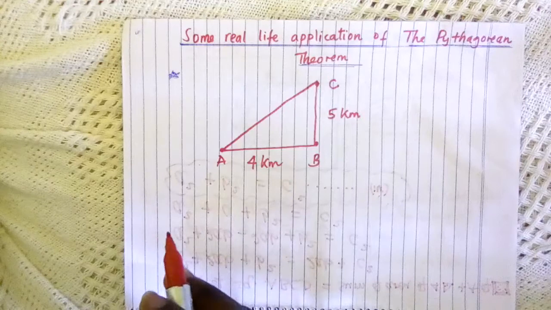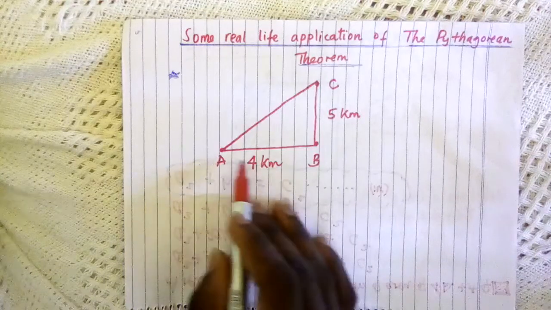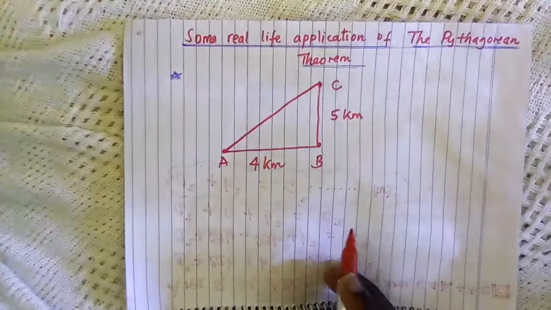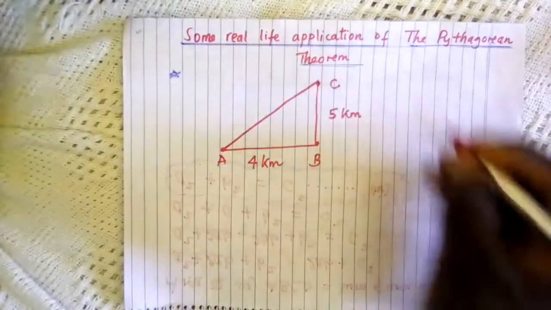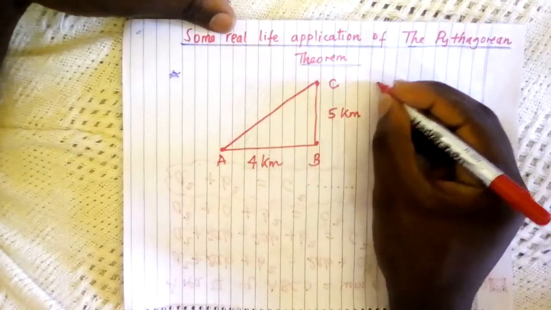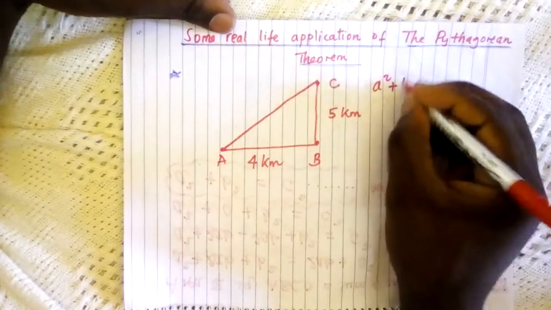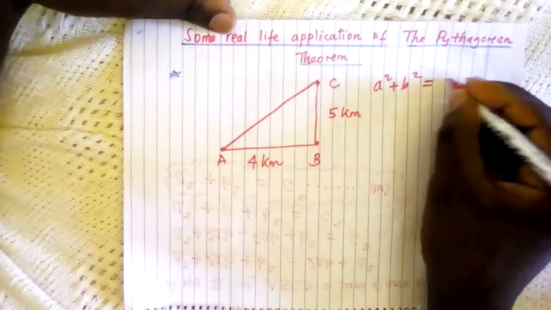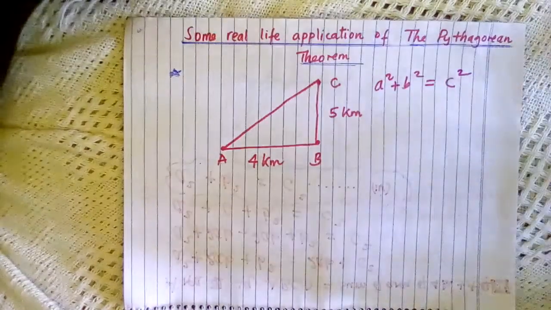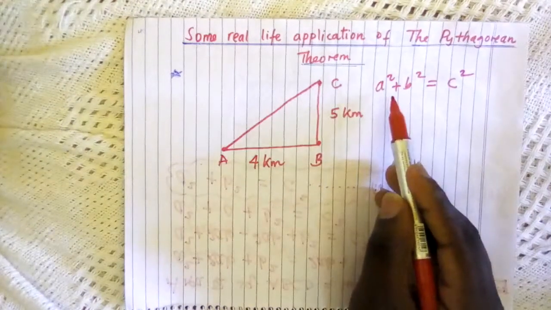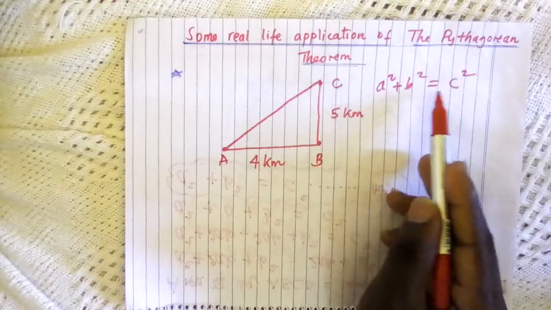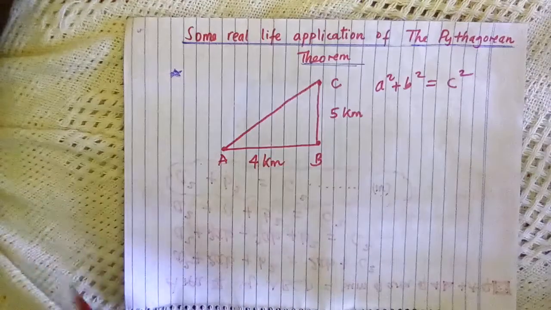It has decided to ignore this long way, move from point A to point B, then point C. Now let's use our Pythagorean theorem. Remember, the Pythagorean theorem states that the sum of the squares of the two sides of the right angle triangle equals the square of the hypotenuse.